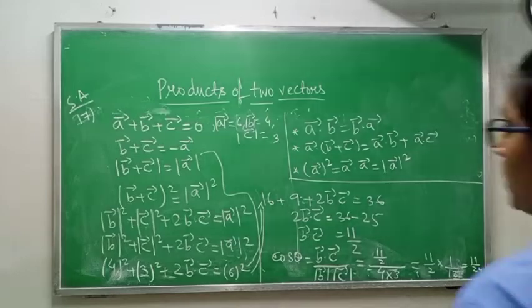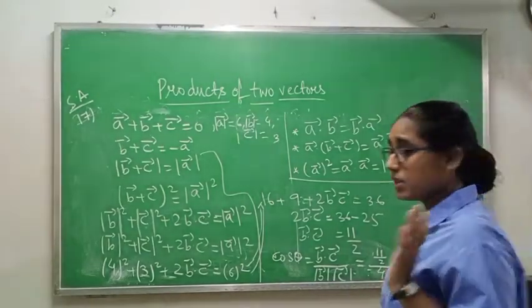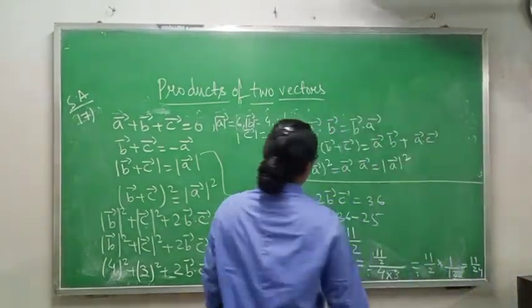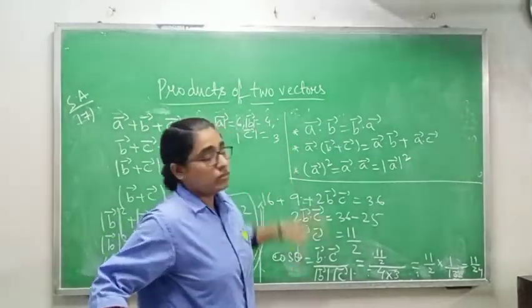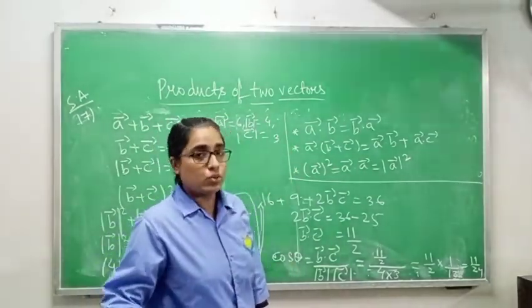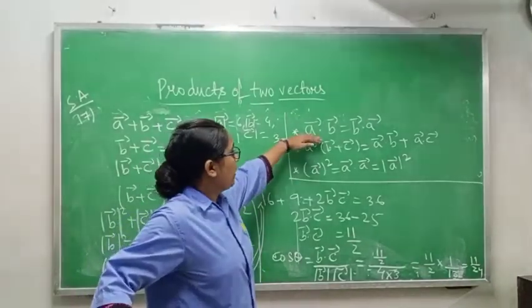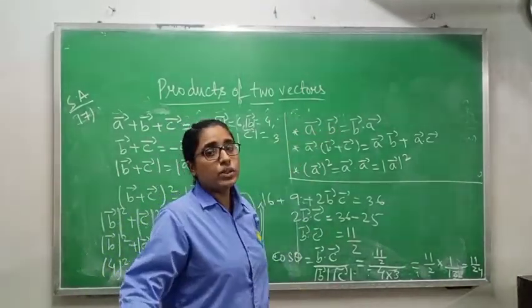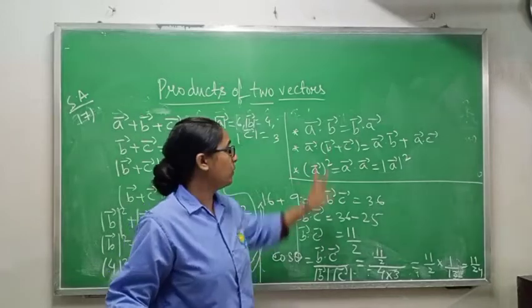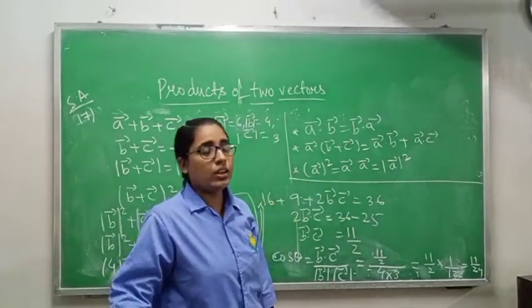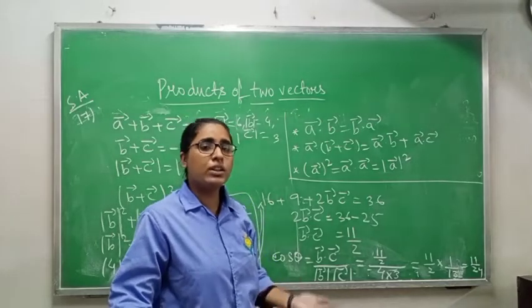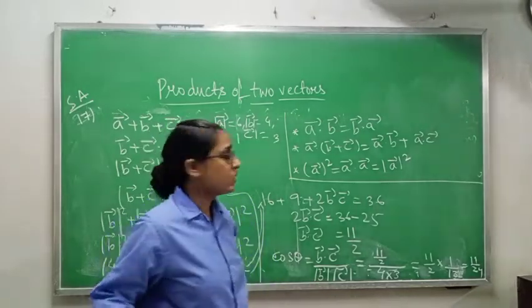Class 12 C 17, short answer question number 17. But before that, I want to tell you some properties of product of two vectors. So what are the properties? A vector dot b vector equals to b vector dot a vector. Means if you change their place, then it will come same. Okay, a dot b or b dot a, both will be same.